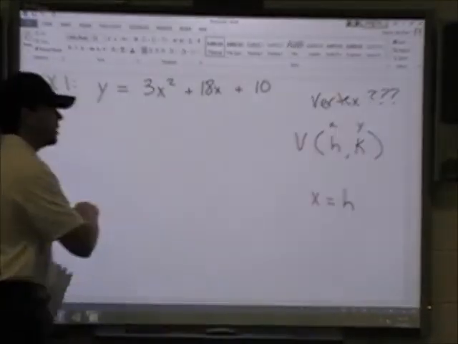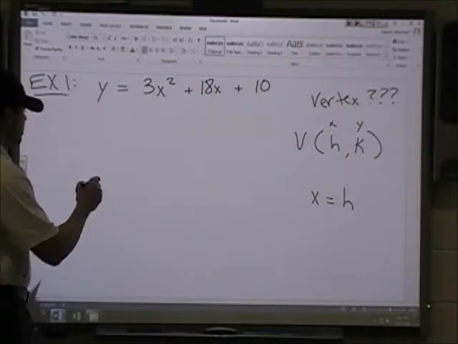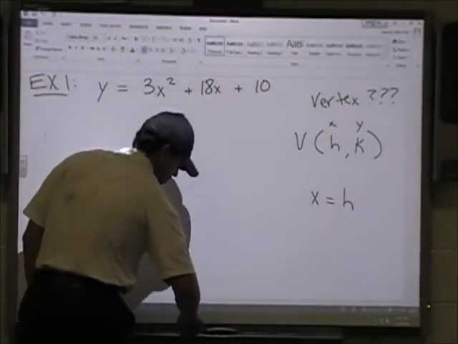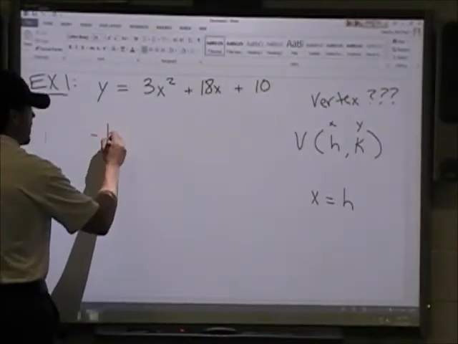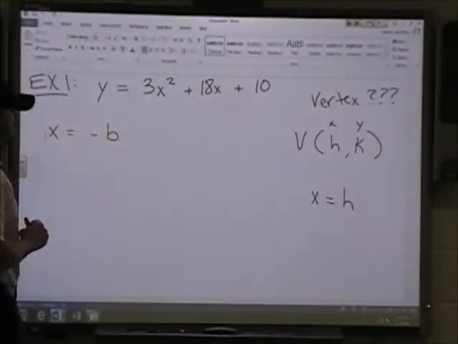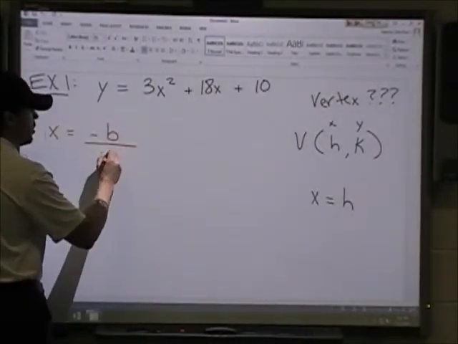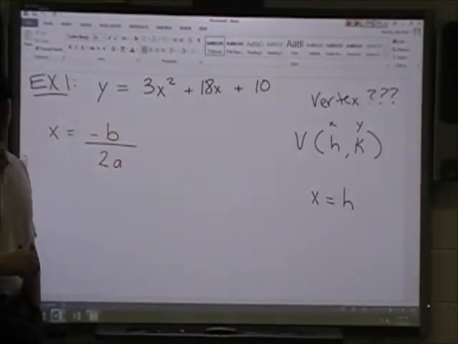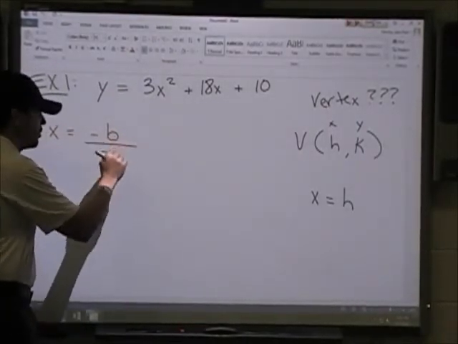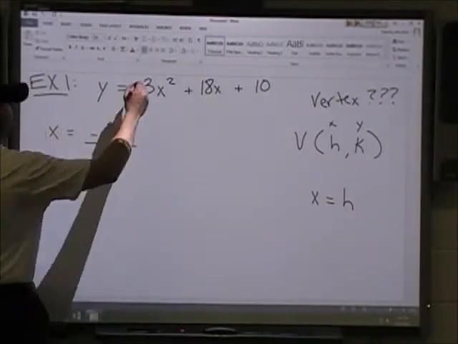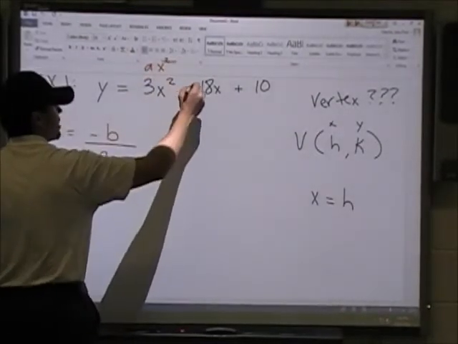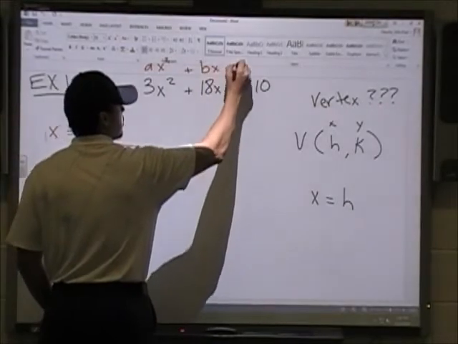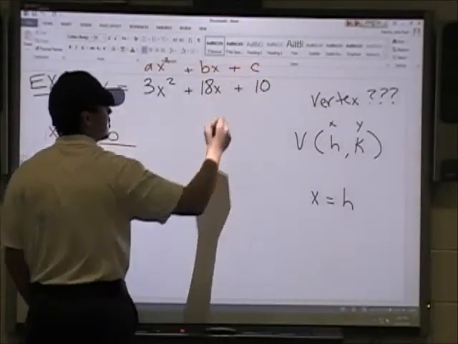So the way to do that is by simply using this formula here, which I will outline in red, which is the axis of symmetry is equal to negative b all over 2a. So this is how you come up with where the axis of symmetry is. Very easy if you remember this. So again, your a is located with your x squared, your b is located with your x, and your c is out there.